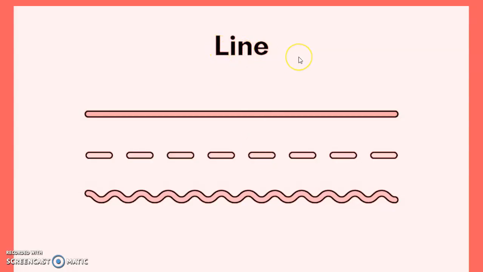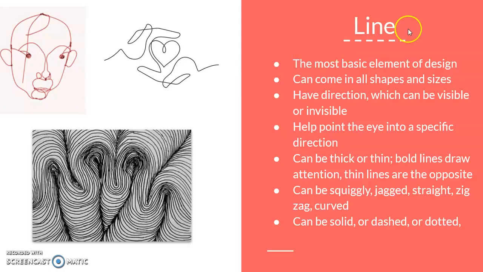Next is line. Alright, the most basic element of design. Line can come in all shapes and sizes. Line has direction, which can be visible or invisible. Line can help point the eye into a specific direction. Can be thick or thin. Draw attention. Bold lines draw attention and thin lines do the opposite.